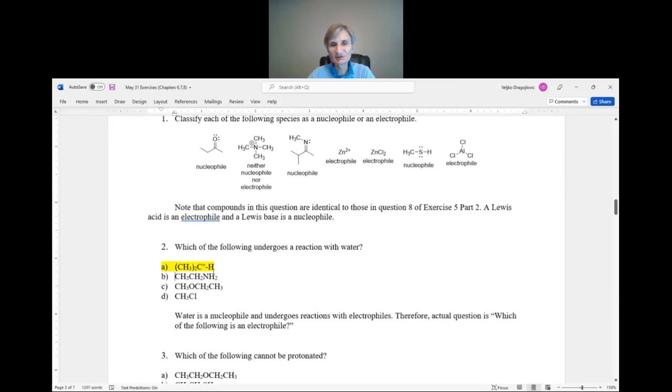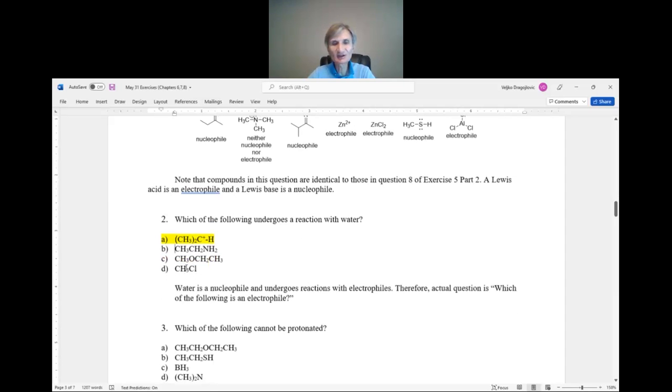Next is obviously a nucleophile, free electron pair on nitrogen, and no empty orbitals. Here that's an amine. Third compound C is an ether, again a nucleophile, free electron pairs on oxygen. And finally, the last one is an electrophile, but a very weak one. It's a weak electrophile because of the polarized carbon-chlorine bond.